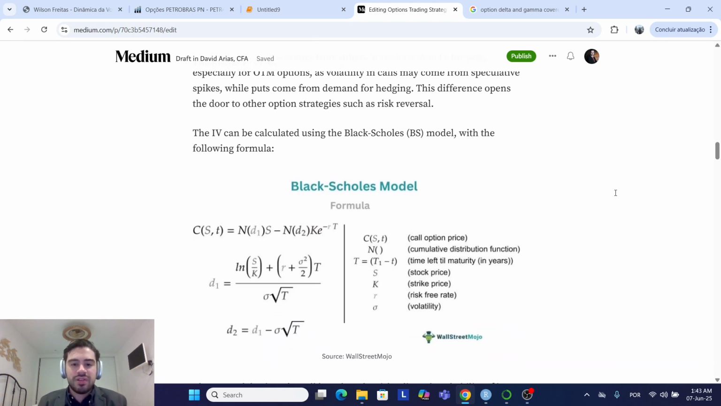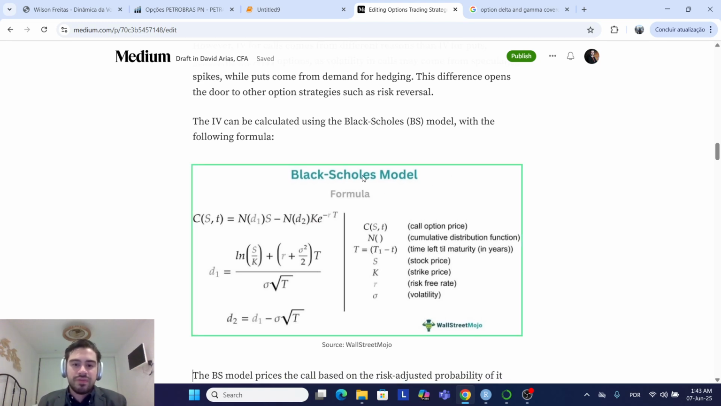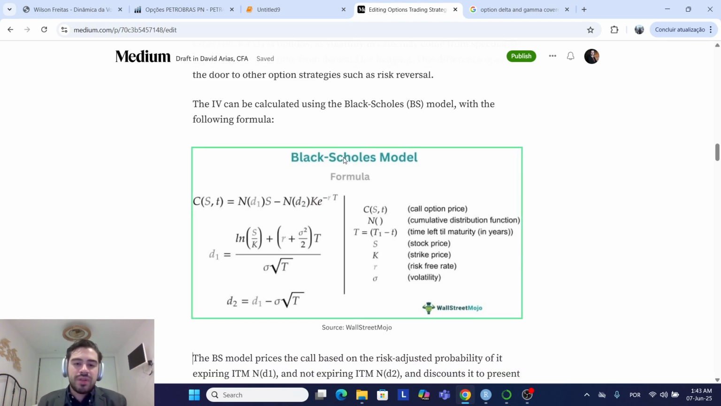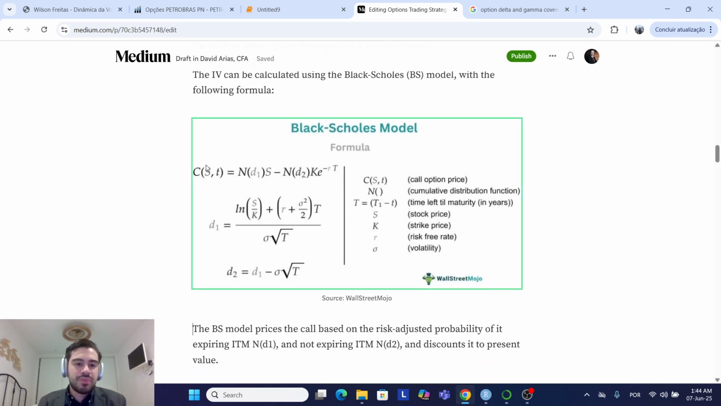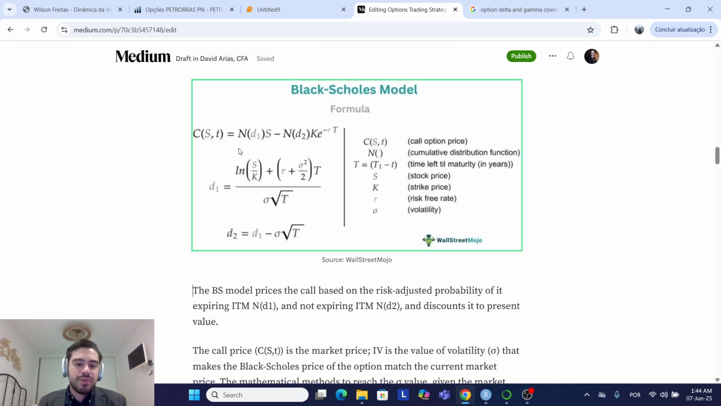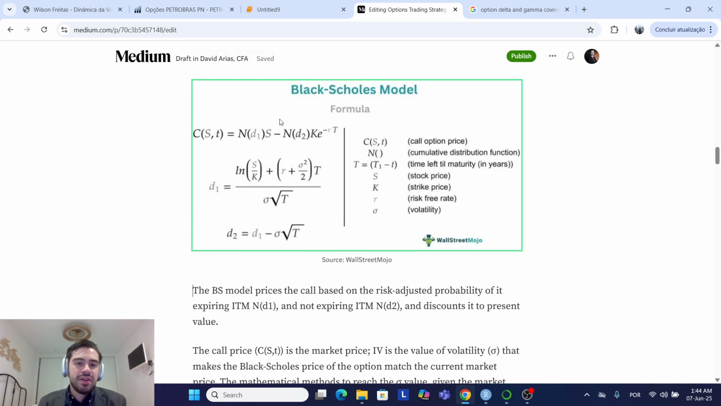Well, you have a lot of methods. You have the binomial method, you have the Black-Scholes, and a lot of other ones that are beyond my scope. Black-Scholes is the most common for European options, and what it specifies, like the price of an option, is the probability of it expiring in the money minus the probability of not expiring in the money.